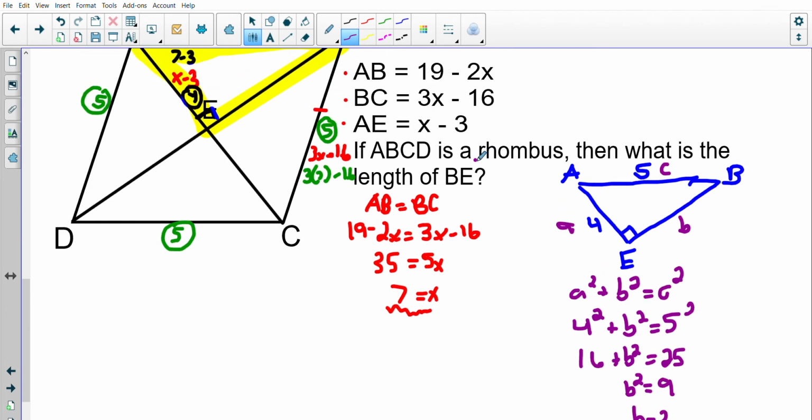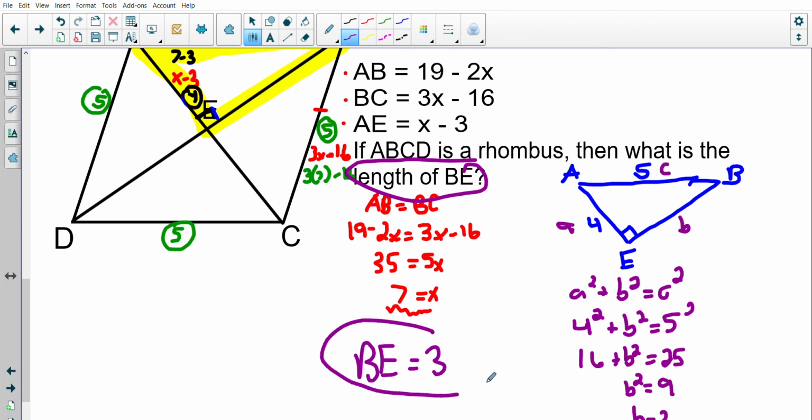So to answer our question, what is the length of BE? BE equals 3. Okay, so I'm just using the properties of a rhombus and the Pythagorean theorem to come up with our answer.